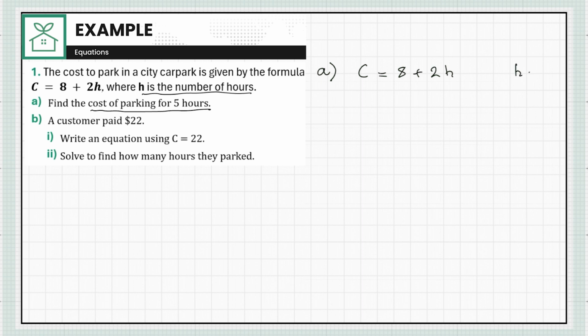This means when h is equal to 5. So when h is equal to 5, C is going to be equal to 8 plus 2 times 5. That means C will be equal to 8 plus 10, and C will be equal to $18. Now it doesn't actually specify that you are going to be using dollars anywhere else but the second part, so just read a little bit further, but it is fine to just assume sometimes, especially considering where this is coming from. Alright, let's look at the next part.